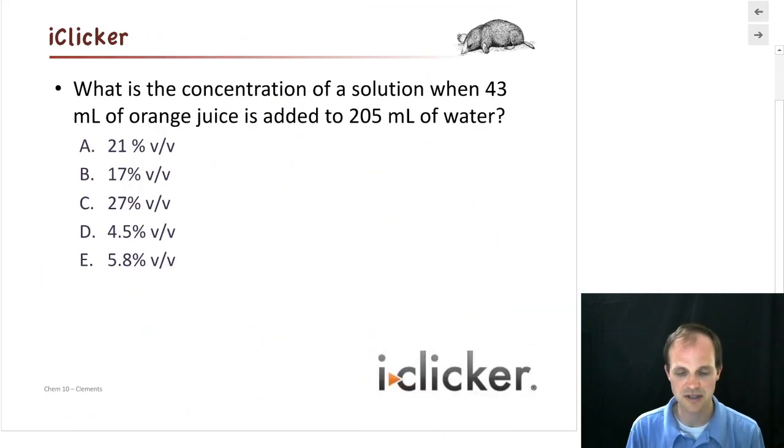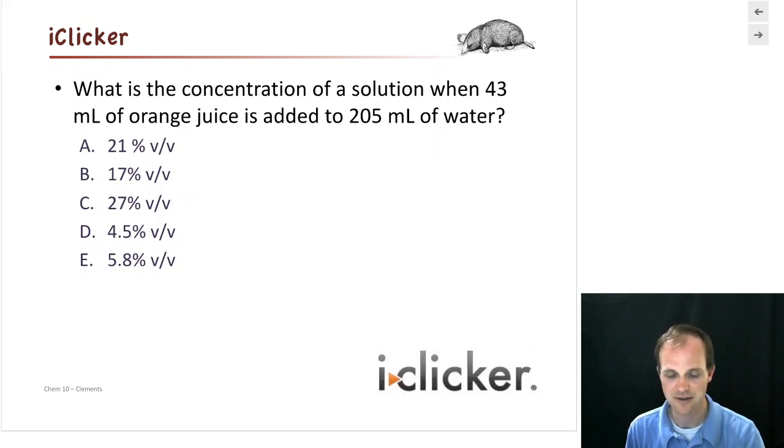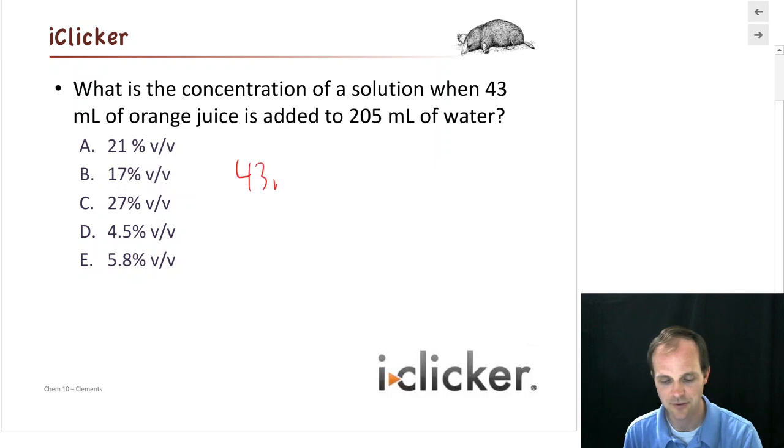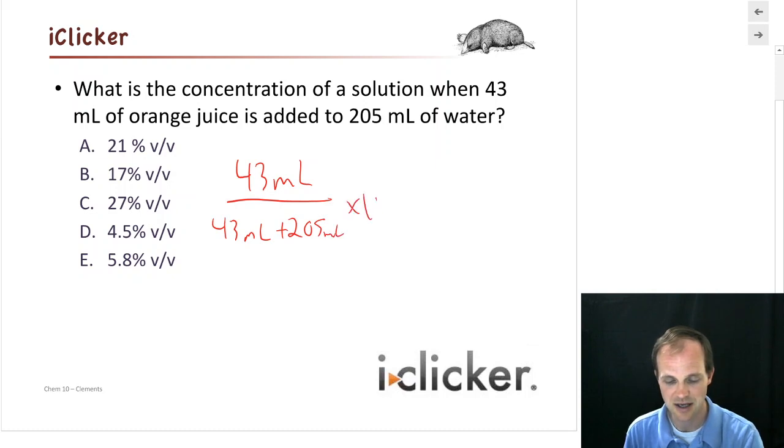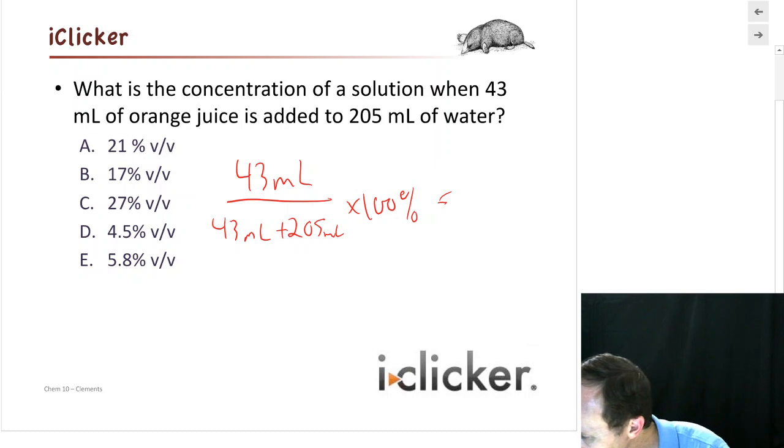Your turn. What's the concentration of a solution when 43 milliliters of orange juice is added to 205 milliliters of water? Go ahead and pause. All right. What did you do? Hopefully you took your 43 milliliters and divided by 43 milliliters plus 205 milliliters times 100% to get yourself 17.34%.